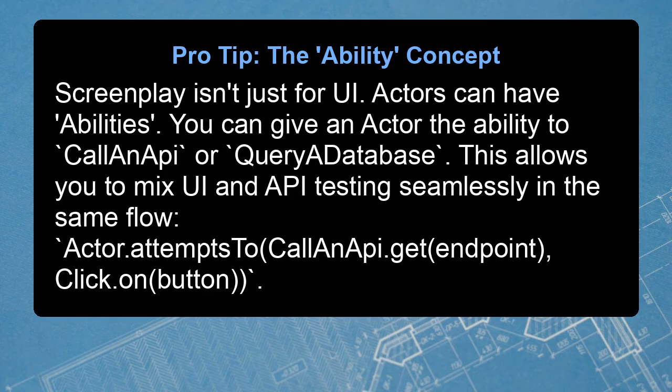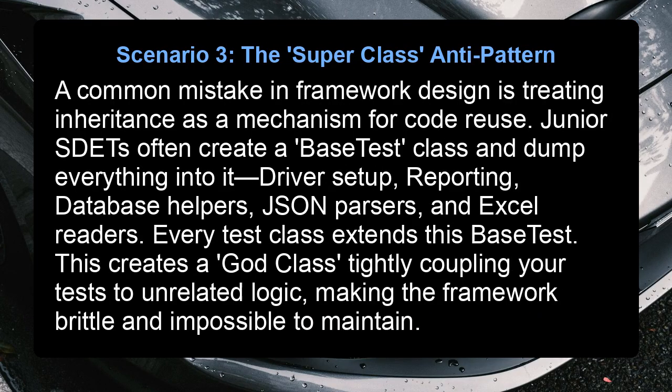Pro tip, the ability concept. Screenplay is not just for UI. Actors can have abilities. You can give an actor the ability to call an API or query a database. This allows you to mix UI and API testing seamlessly in the same flow. Actor attempts to call an API.get endpoint, click on button. Scenario 3, the superclass anti-pattern.